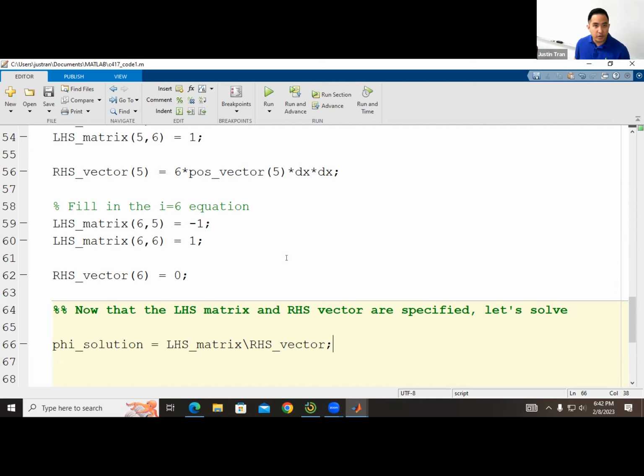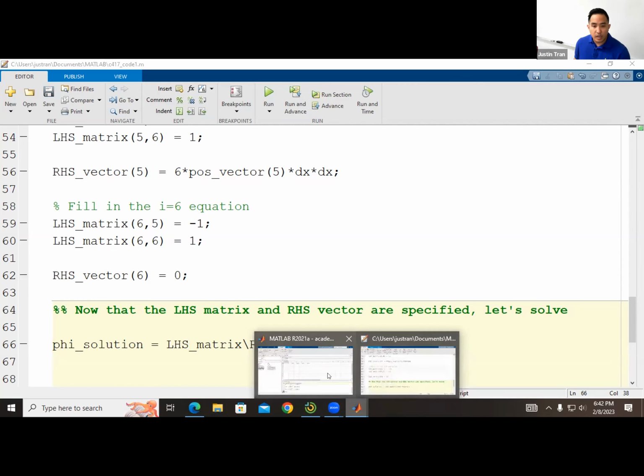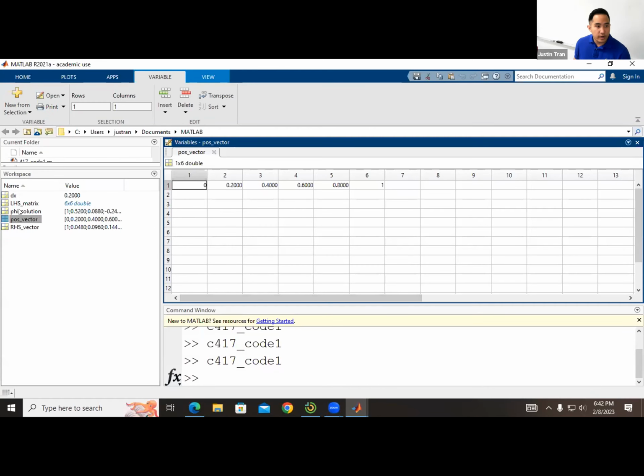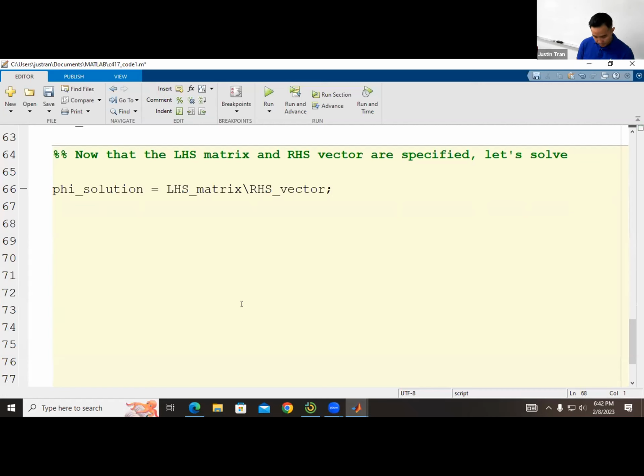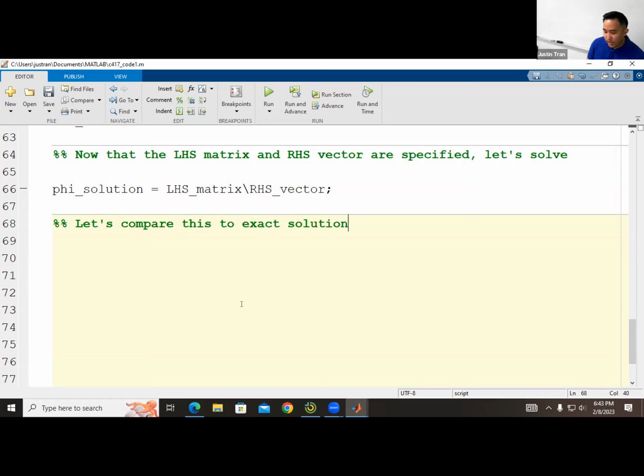So let's go ahead and run this code. You come back here, you now have a solution vector, and it looks just like this. All right, so you don't have to type this next part. I'm just going to go fairly quickly here.